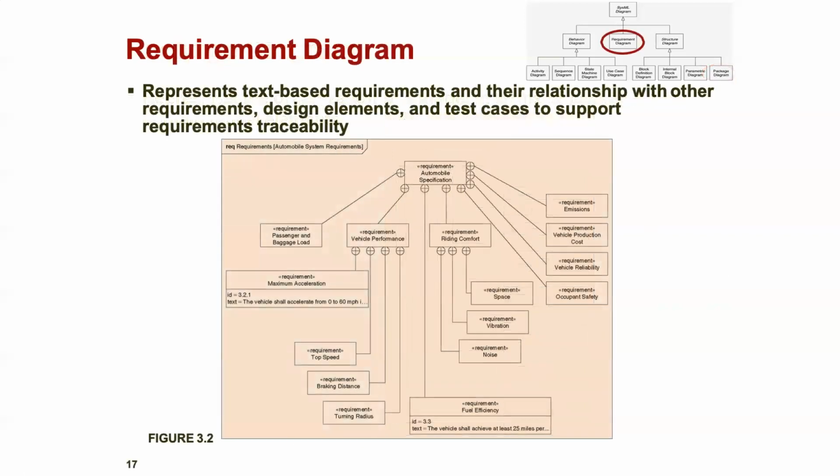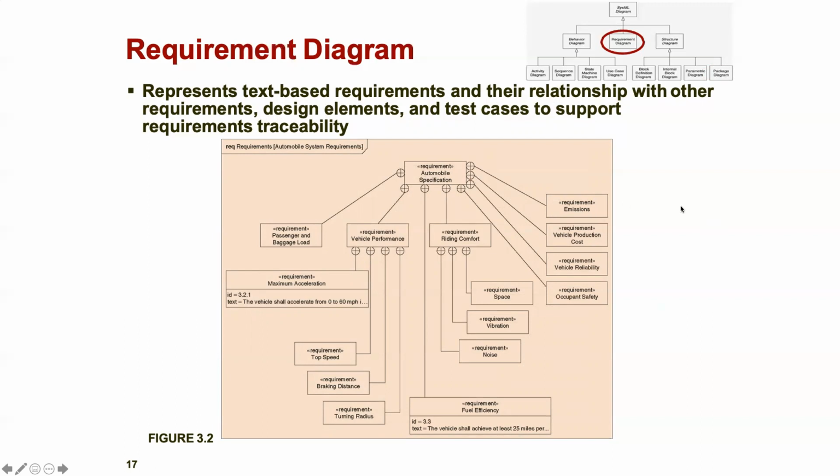So a requirements diagram represents text-based requirements, and this is important, and their relationship with other requirements, design elements, and test cases to support requirements traceability. As you're building out these diagrams, you can show specifically how the requirements tie into other parts of the design. And here we're once again using the automobile example.